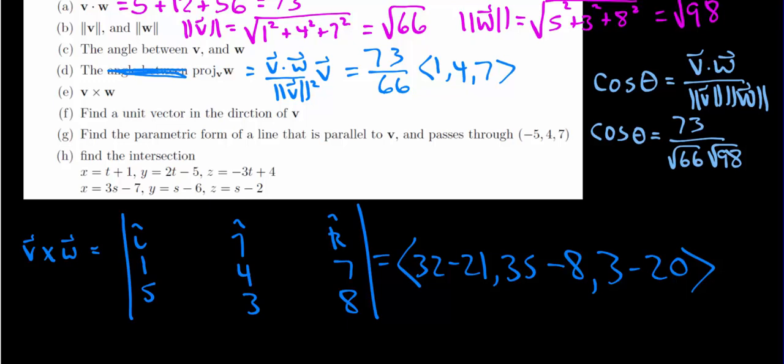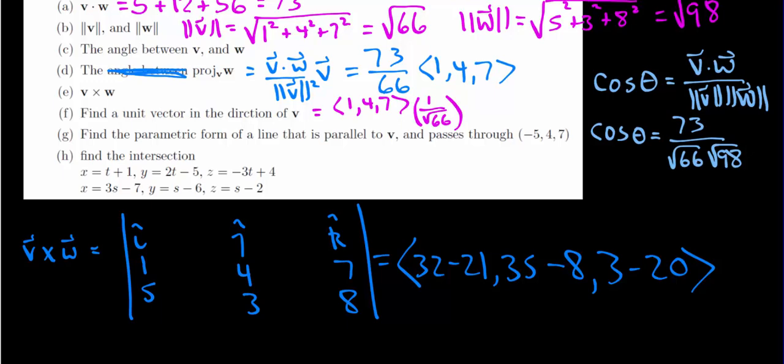Now, when it says find a unit vector in the direction of V, what you do is you simply divide V, which in this case is 1, 4, 7, by its magnitude. So 1 over the square root of 66. That will give you a unit vector in the same direction as V.